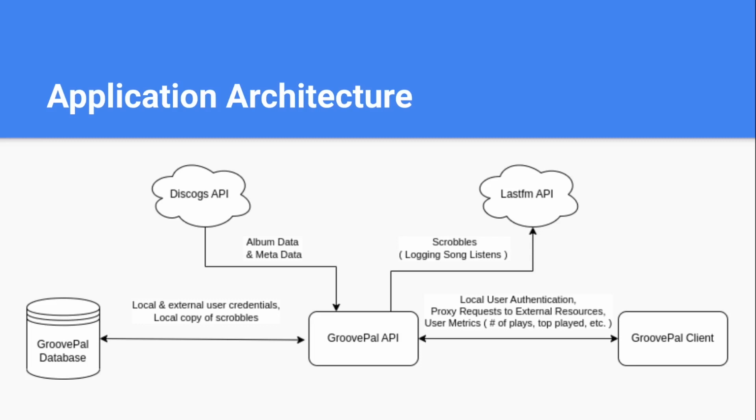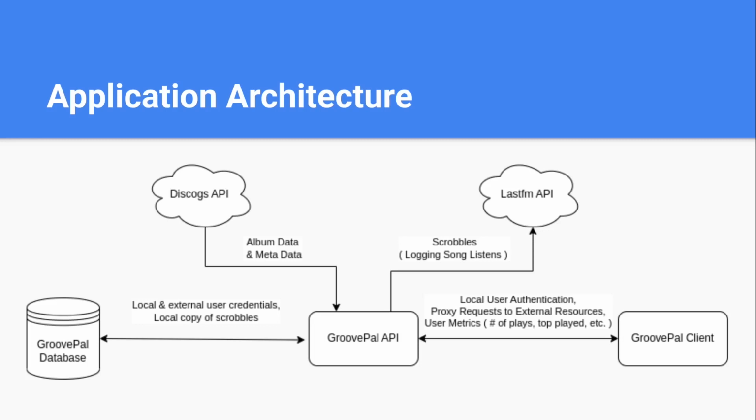The GroovePal API serves both data from our application database as well as proxying requests to external services, since both Last.fm and Discogs require authentication to make requests. This also makes it easier to grab user-specific data, since each GroovePal account is linked to a Last.fm and Discogs account. The application database holds both credentials for local users as well as the credentials for external services, which get generated with OAuth. We also store a local copy of the scrobbling data.